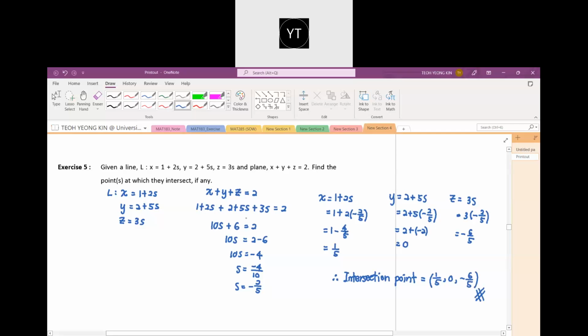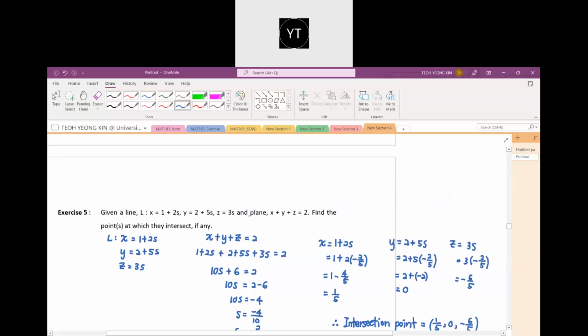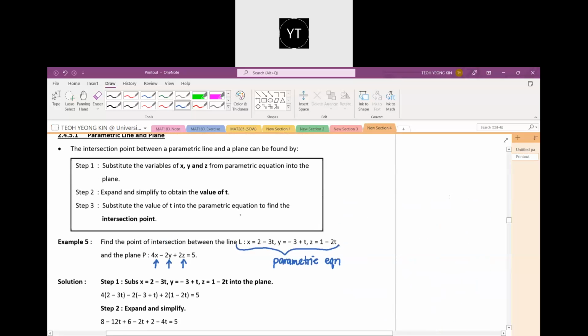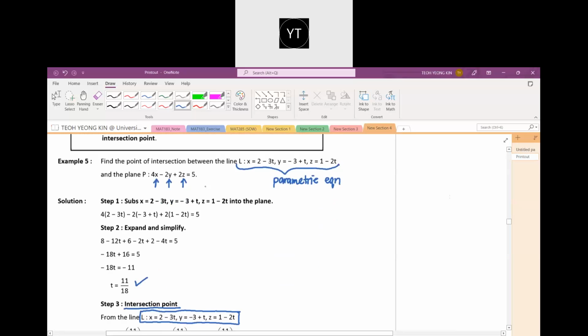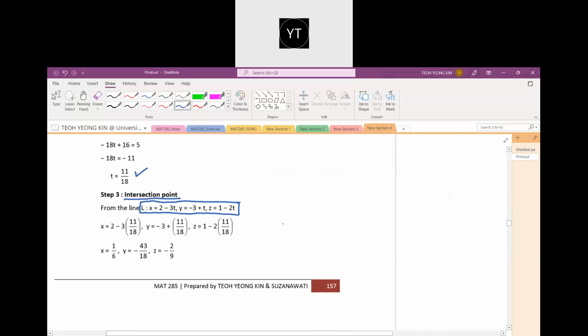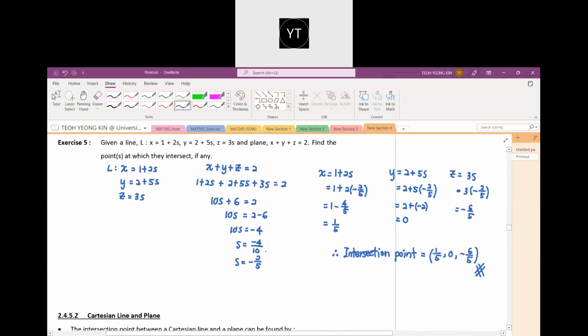In this video, I've shown you how to find the intersection point between a parametric line and a plane. We substitute the x, y, z into the plane in order to find the value of t or s. Then we substitute the value of s or t into the parametric equation for x, y, z, and we get the intersection point.